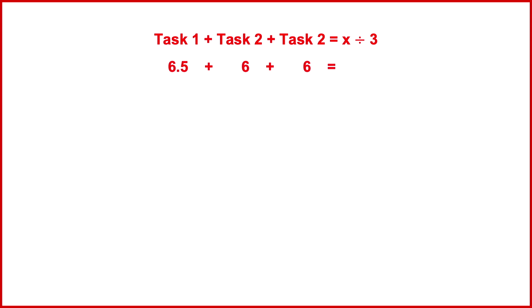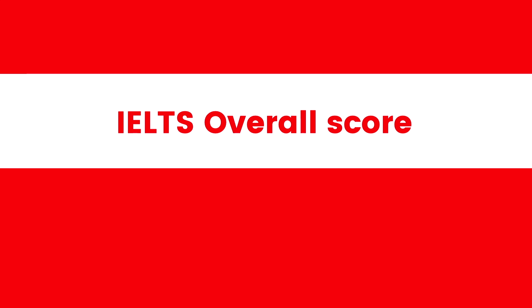So in this case, we've got task 1, 6.5, task 2, 6, and add 6 again. That comes to 18.5, which we divide by 3, and it comes to 6.166. This will come down to a band 6 overall for writing. And that's the score that you get on your score report. So unless you get excellent feedback from someone like E2, you will have no idea what your criteria scores are. You will also have no idea what your task 1 score is compared to your task 2 score. So let's look at the overall score calculation.